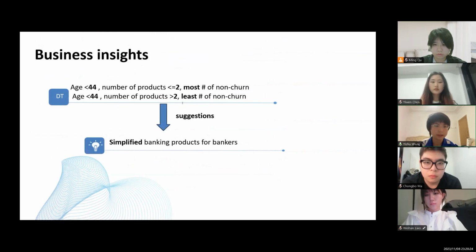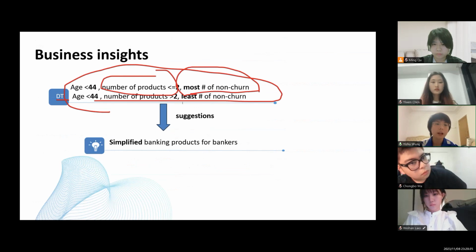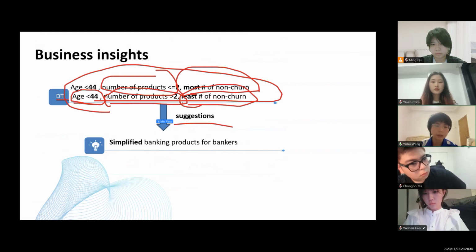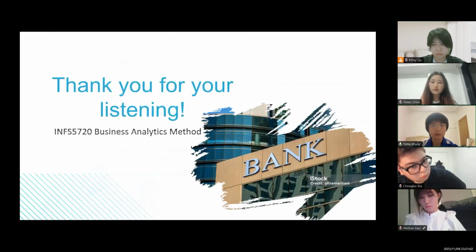And the last one is the decision tree rules. When the number of products is less than 2 and age is under 44, it achieved the most consumers maintained. And with the same age criteria, when the number of products is greater than 2, it achieved the fewest consumers maintained. So the suggestion is that the number of products is the key. If you don't want to annoy your consumers by offering useless products, you have to simplify the banking products, make them useful, and at the same time make them worth having. That's all of the presentation, and thank you very much for listening.